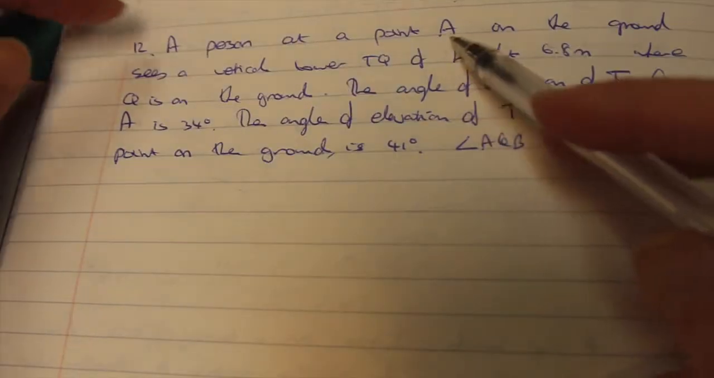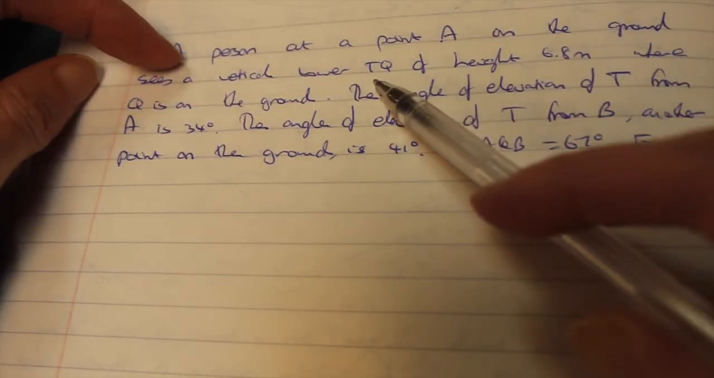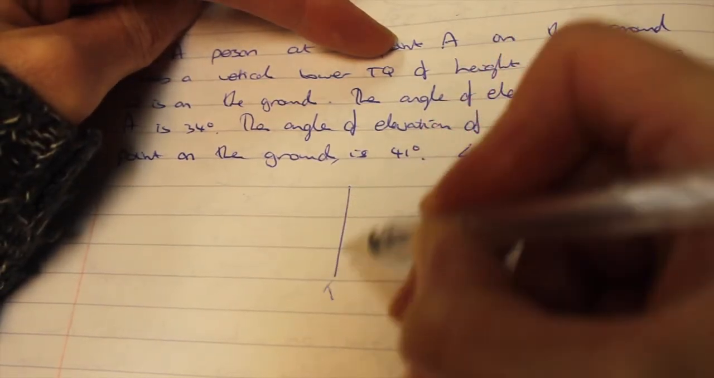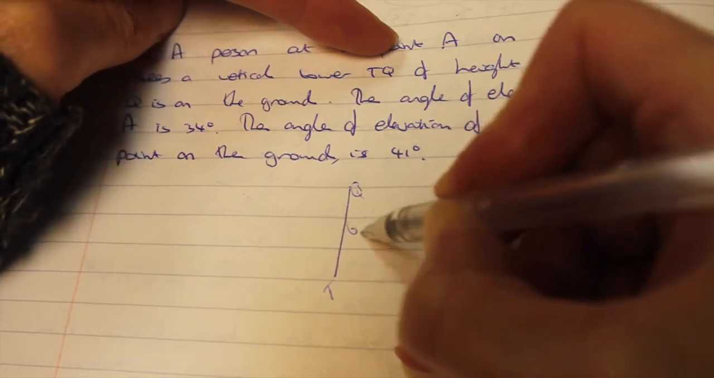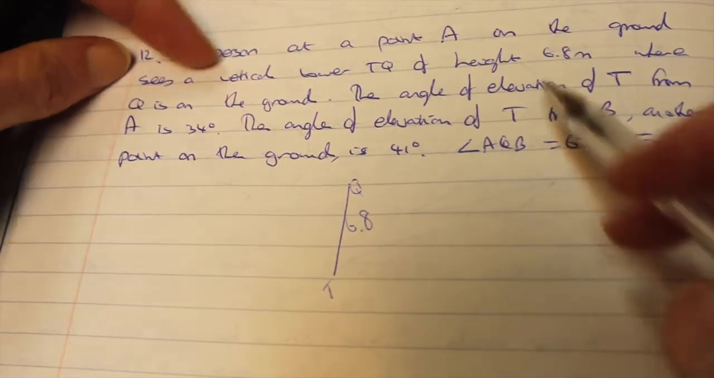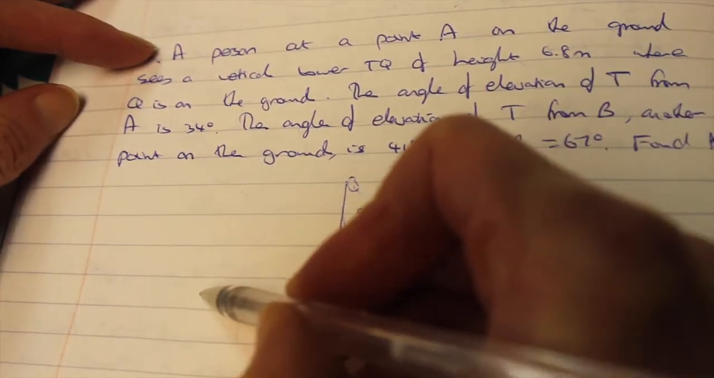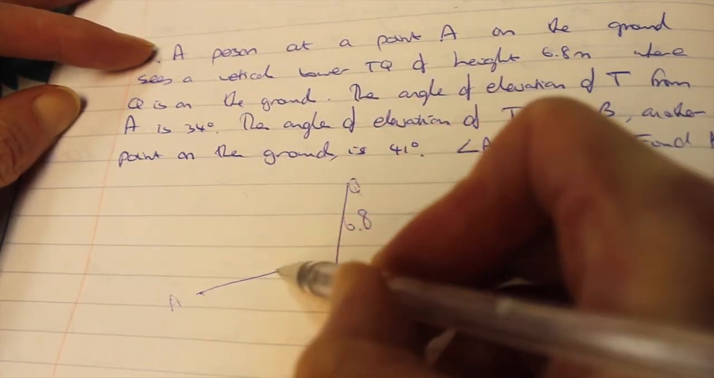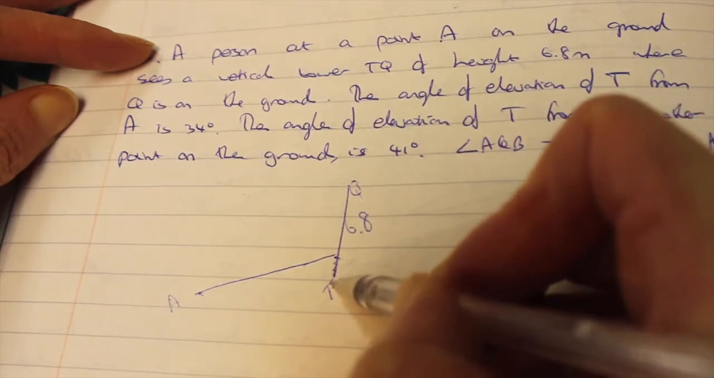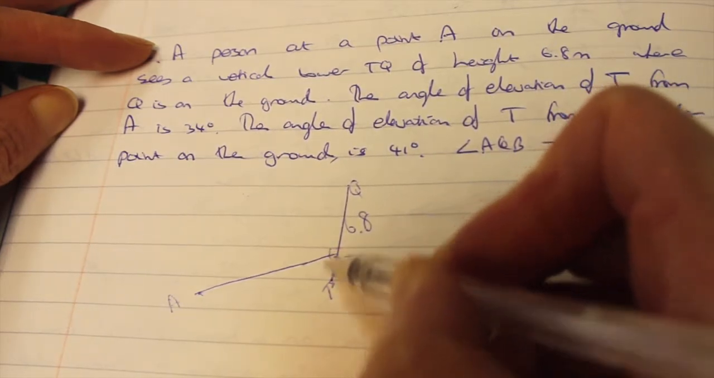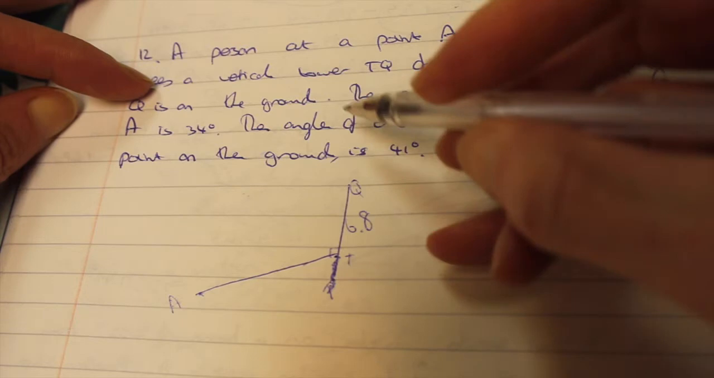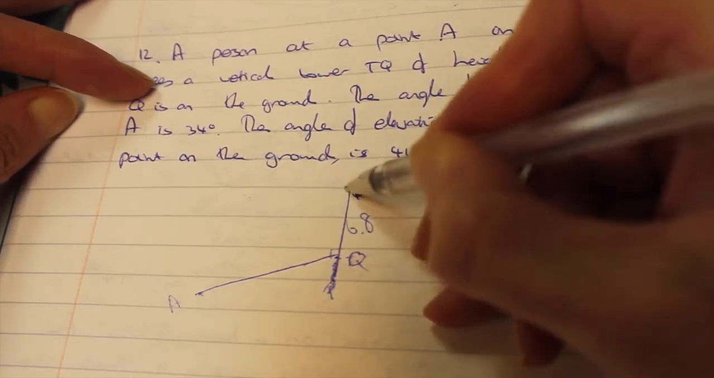A person at a point A on the ground sees a vertical tower TQ of height 6.8. Now I am not told where A is on the ground. I'm not told it is to the right or the left or east or west. So I'll just put it down here, A. Triangle's a little inaccurate there. Obviously that's going to be a right angle. Where Q is on the ground. Oh, so that's Q. And that's T.